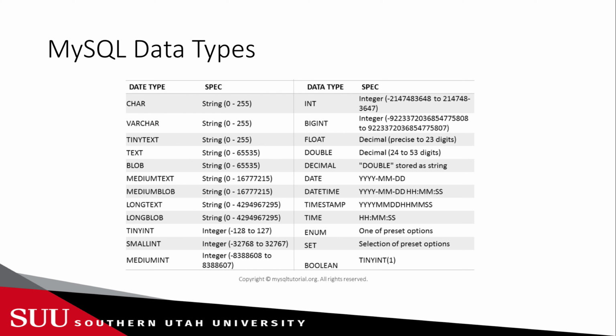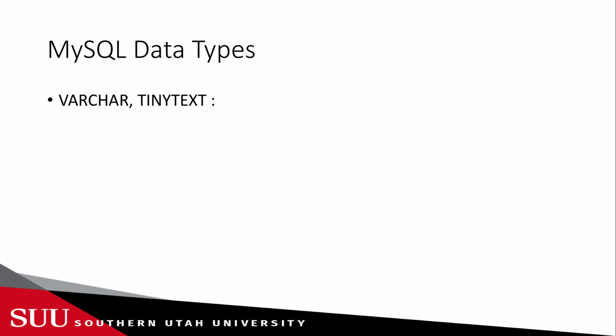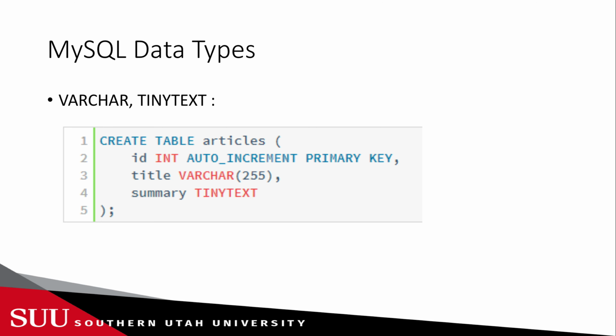And Boolean, if you're familiar with programming, Boolean is true and false, but this is not a popular one in the database. Now let's look at varchar or tiny text, how we can create those. Now this is going to have an integer example as well.